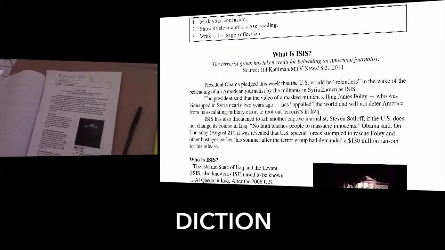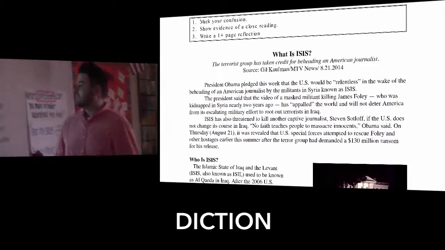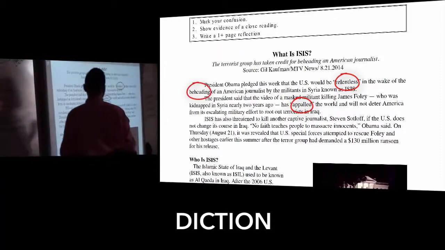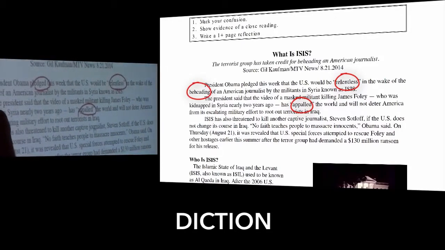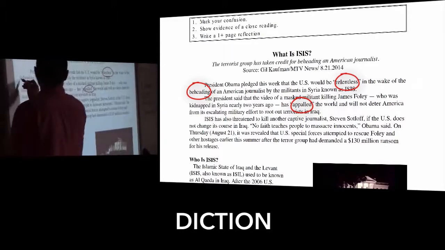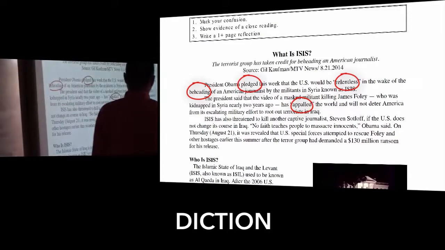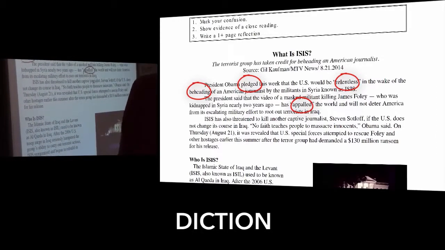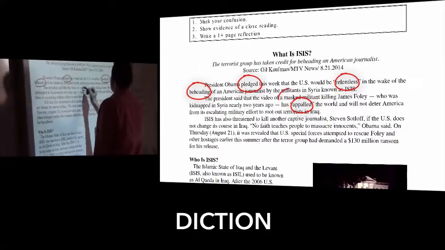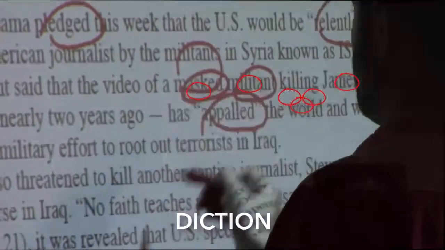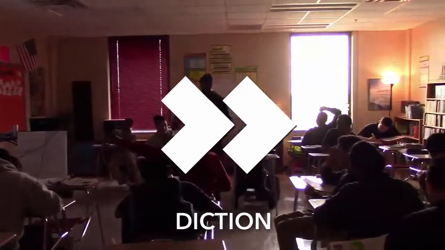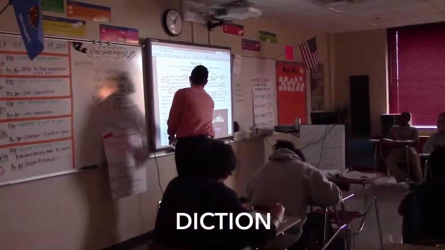What are some strong words of diction we can be looking for? Relentless. Appalled. Pledge. What else? Beheading. What else? Massacre. Where is that? Militant. Massacre innocence. Right there. Escalating. Deter. Got it. Okay, good. So we got some strong words of diction.